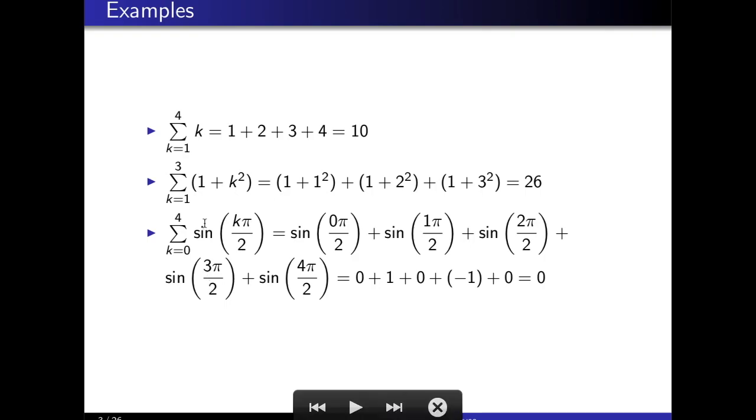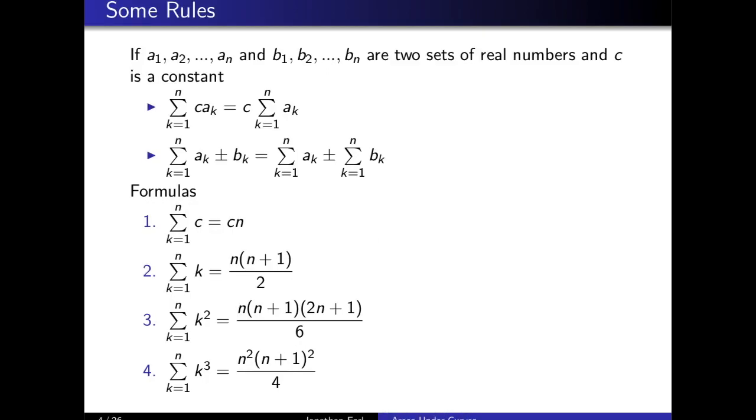Or maybe we have some sines. We could say we're going to take sine of k pi over 2 when k is 0, plus sine of k pi over 2 when k is 1, and so on up to sine of k pi over 2 when k is 4, and that would give us 0 plus 1 plus 0 plus minus 1 plus 0, which altogether is 0.